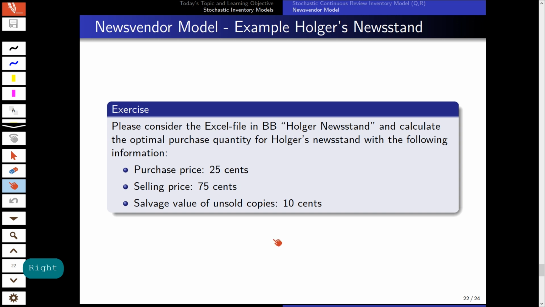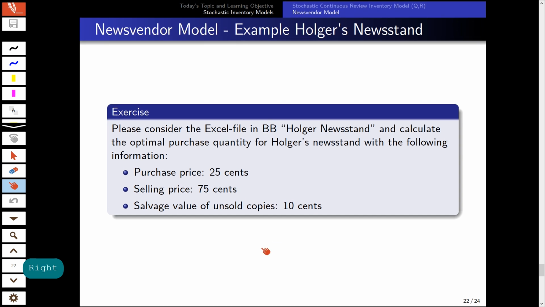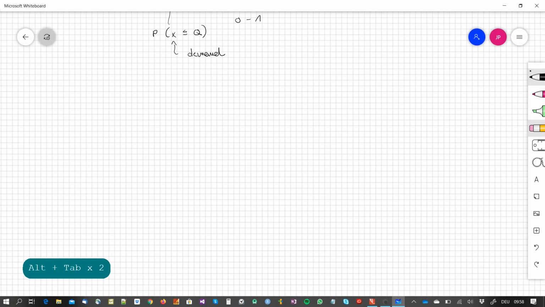So let's take an example of how this works, and let's take Holger's Newsstand. The Excel file is not provided at the moment, but we have the example. Assume for the demand that you would find out when you analyze the demand in the Excel file. Here we take a shortcut, and you will find that we have a mean of 11.73 for the demand, and we have a sigma of 4.74.